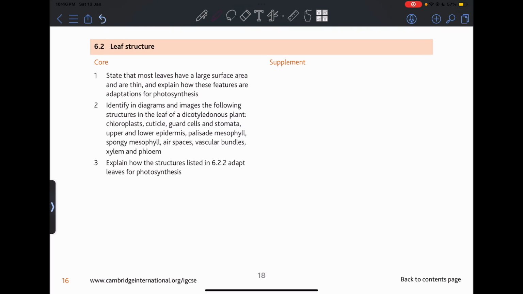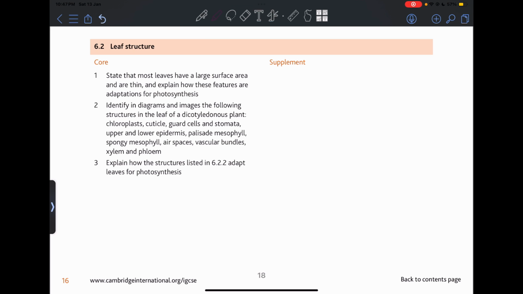Now 6.2 is the leaf structure. There's no extra information for the extended students over here. It says, state that most leaves have a large surface area and are thin, and explain how these features are adaptations for photosynthesis. So over here, large surface area, this is memorization. There's adaptations for the plants and leaves. If there's large surface area, so that there is large amounts of carbon dioxide being diffused. As I said, there was the diffusion adaptations like in another chapter. I just explained it.